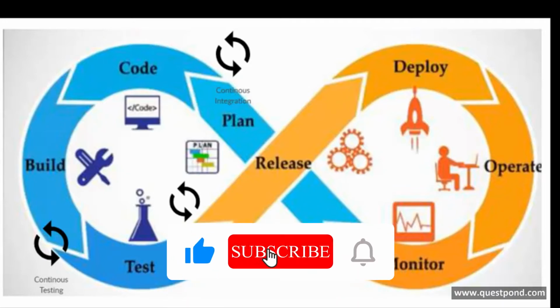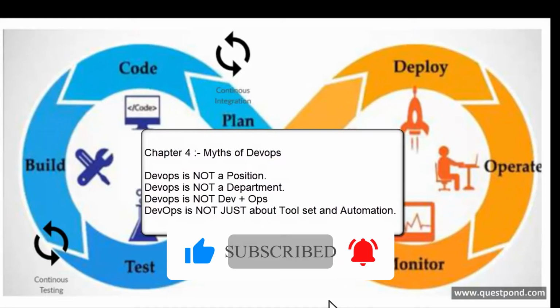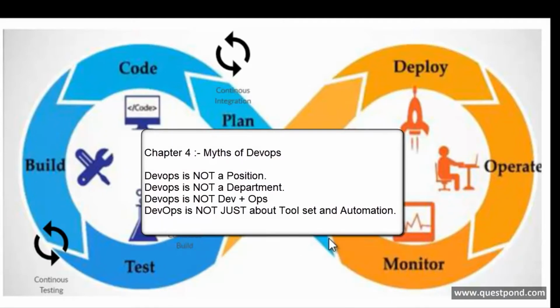A lot of people feel DevOps is a position. I have seen that in job portals. I have seen that some people put that I need a DevOps. Like, I don't know from where you get a person called DevOps, right? So there is no position as DevOps. There is no department as DevOps. DevOps is not a team. It is not saying that, okay, take the dev team and ops team and put them into one room and they will start working collaboratively, right?